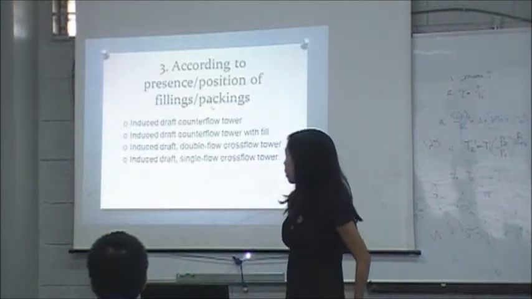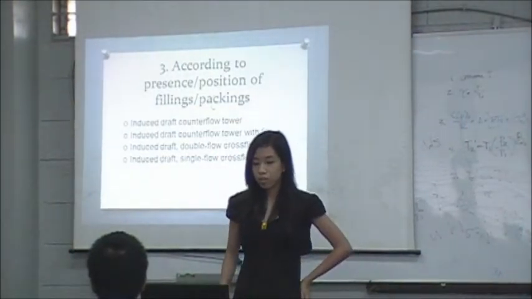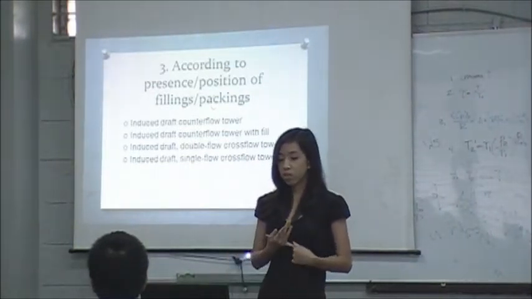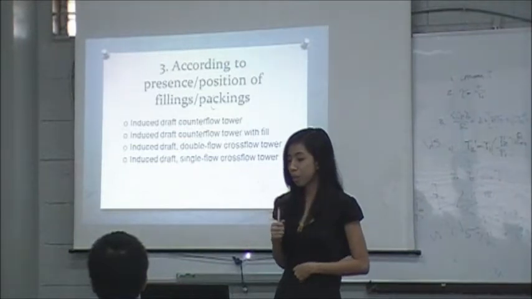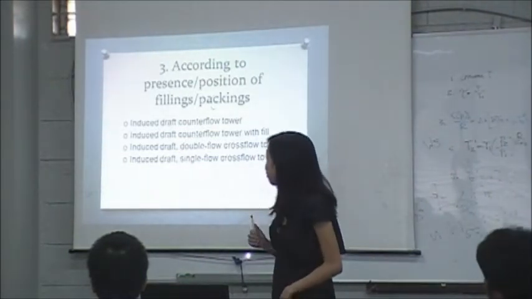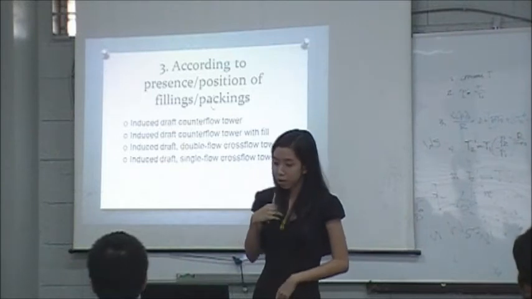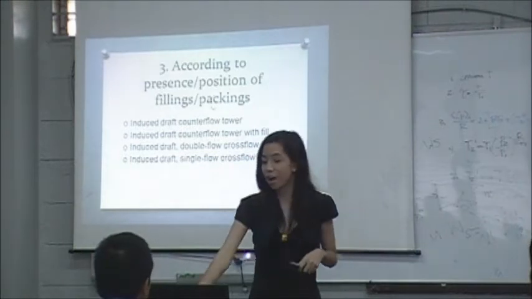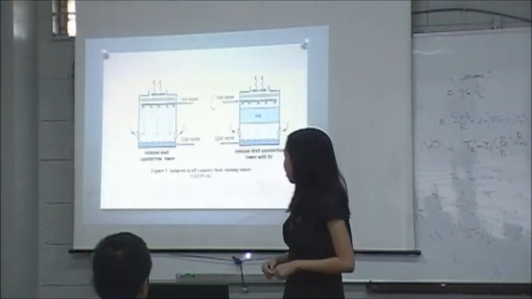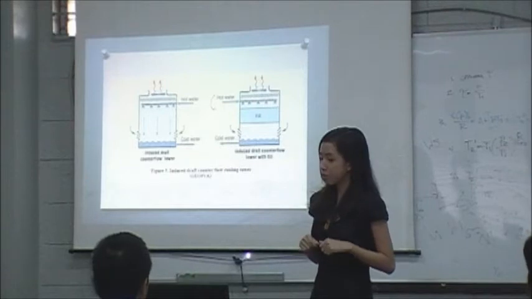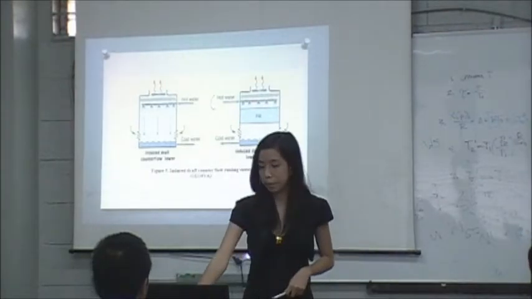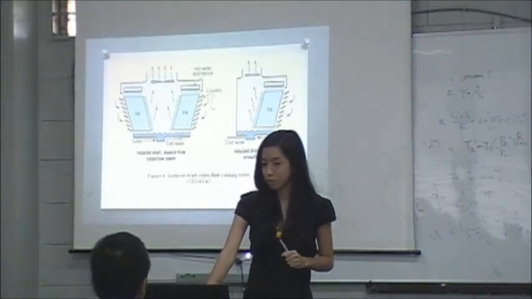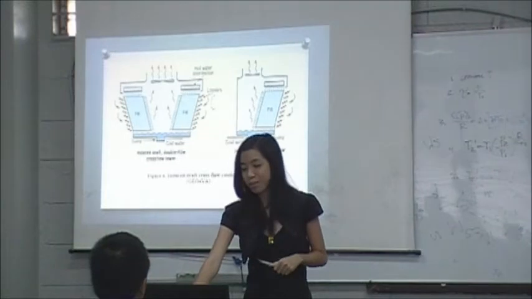So for the third type of mechanical cooling tower, it is according to presence, position, fittings, or couplings. There are four types, which are induced draft counter flow tower, induced draft counter flow tower with fill, induced draft double flow cross flow tower, and induced draft single flow cross flow tower. So here are the images for the induced draft counter flow tower and induced draft counter flow tower with fill. And here are the images for the induced draft double flow cross flow tower and induced draft single flow cross flow tower.